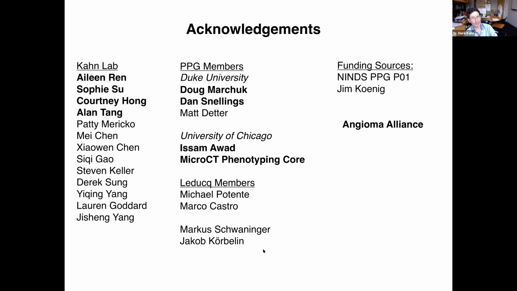And the folks in my lab who did all the work: Eileen Wren was the primary person. As I told you, Sophie developed the adult cranial window assay. Courtney Hong and Alan Tang really contributed an enormous amount to a number of experiments. Alan actually started the whole experiment. And we've had great collaboration, of course, with Doug and Dan and Isam's group and folks like Connie at Angioma Alliance. So now I'll hand it over to Doug and he'll tell you about the human data.